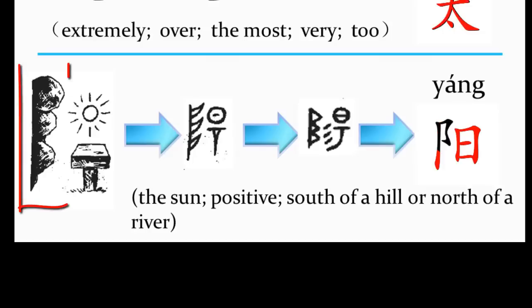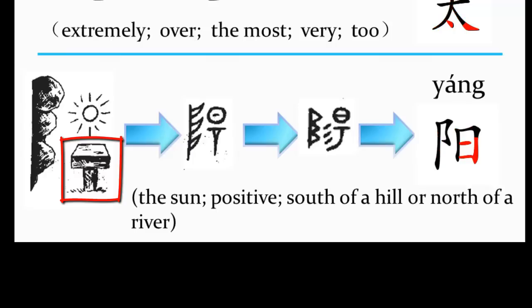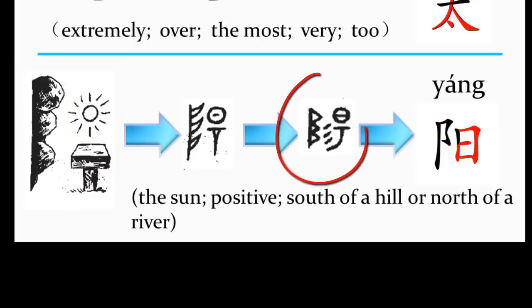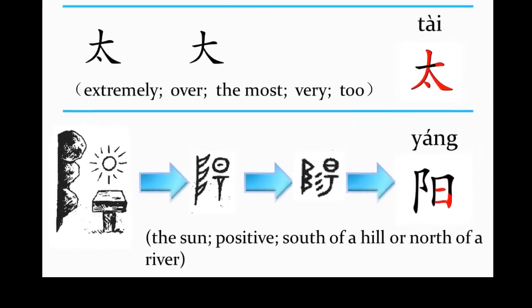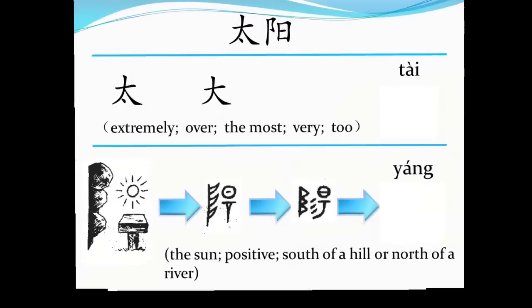In this picture, the left part is the hill. The bottom right part is a table, which ancient Chinese people used to offer sacrifices to gods or ancestors. And the upper right part is the sun. In this form, those three dots represent sunlight. Yang has the meaning of the sun, positive, south of a hill or north of a river. And it has another meaning. You may have heard about yin yang. Here, this yang is the yang of the yin yang.